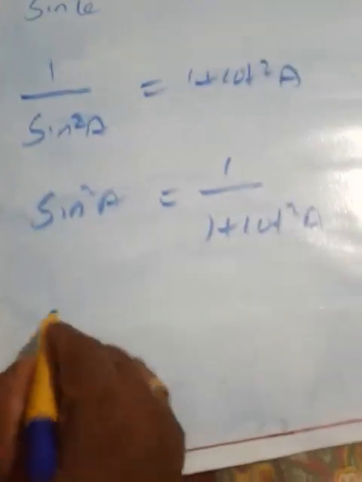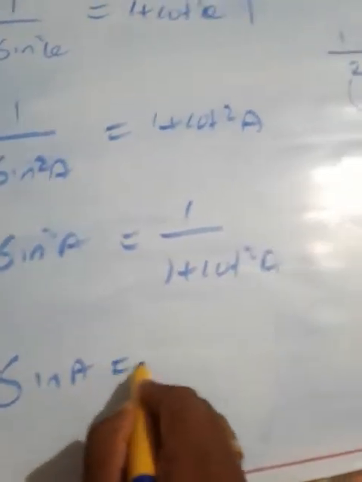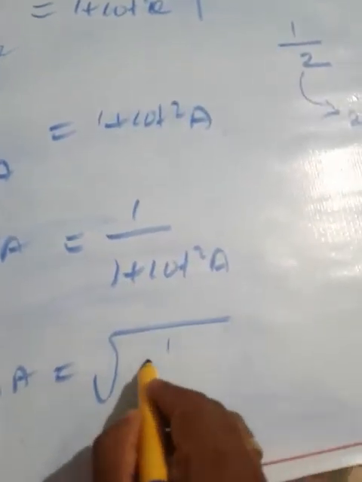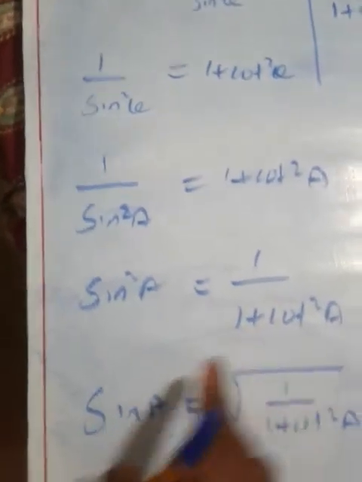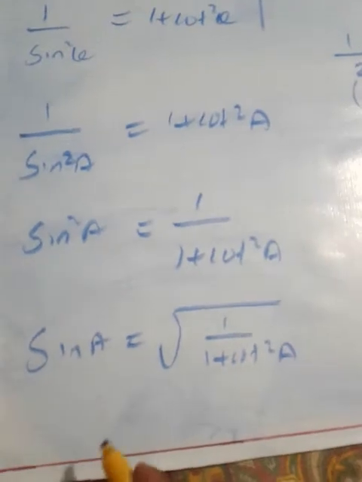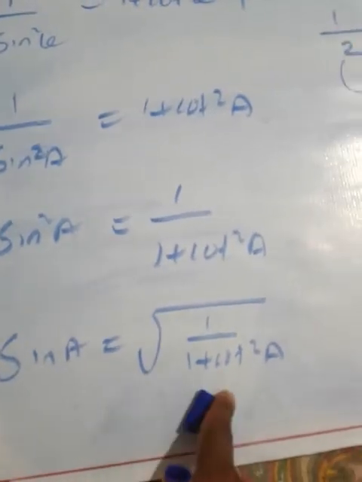We need sine A. So what will be sine A? Square root of this one. What is that? 1 by 1 plus cot square A. Sine square A is this one, means sine A will be square root of that, and this is the expression for sin A in terms of cot A.